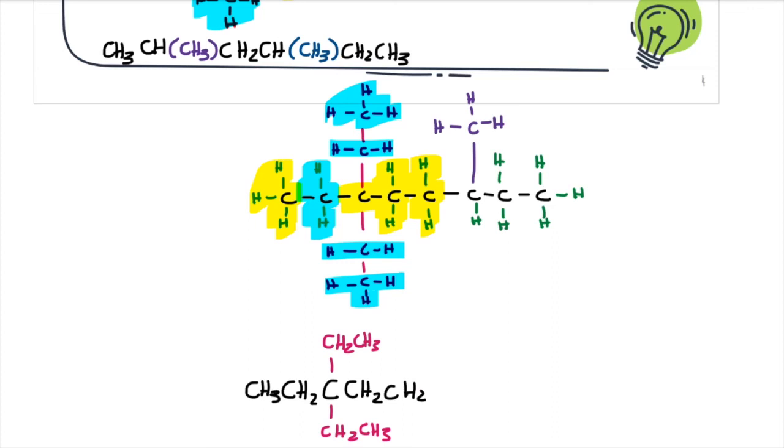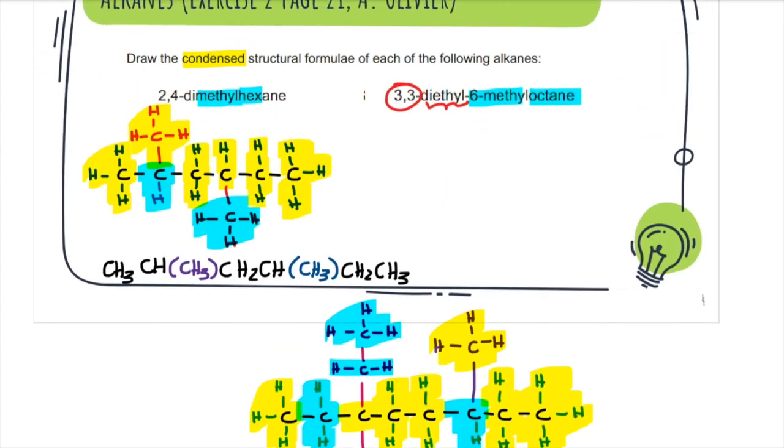The next carbon only has 1 hydrogen atom attached to it, so we write down CH. But then it has a branch, specifically it has a methyl group attached to it, and we're going to draw this using a straight line and CH3. Then there is a carbon that has 2 hydrogen atoms, so we write down CH2. And the last carbon has 3 hydrogen atoms attached to it, so we write down CH3. This is the condensed structural formula of the compound whose name is 3,3-diethyl 6-methyl-octane.